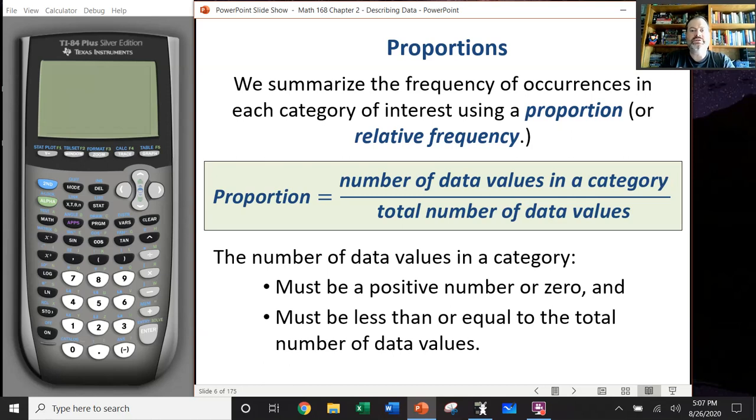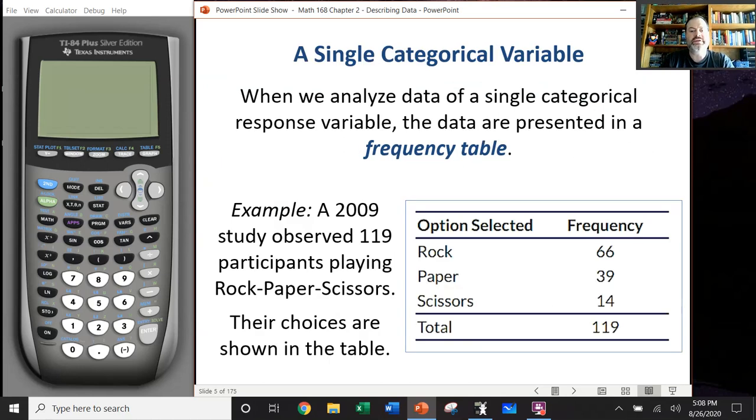So just from talking to students for the first couple days, I can see that some students are already mixing up the idea of a variable and a count in a category. So when we talk about number of data values in a category, that is your count, right? So if you look back at the table, the variable here is which option was selected, rock, paper, or scissors. The frequency, so the count, is how many people picked each option.